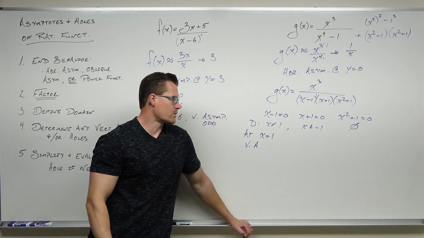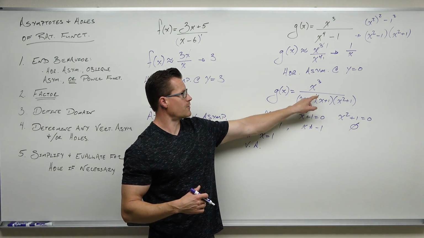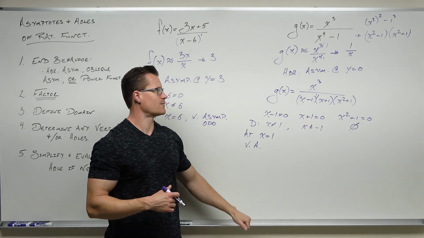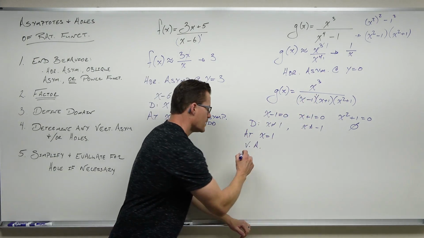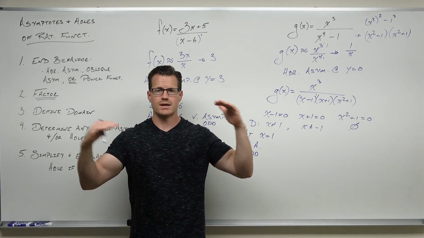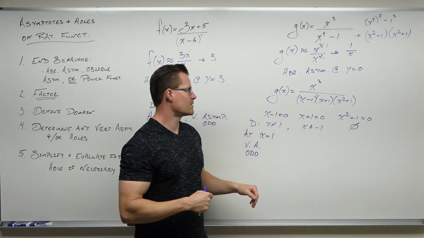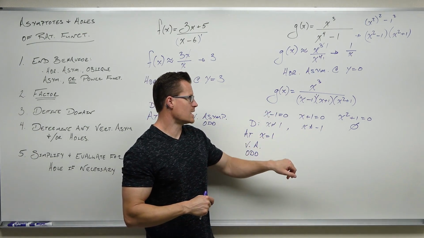So at x equals 1, we have a vertical asymptote, and we look back at the exponent of the factor that's giving us that vertical asymptote. It's 1. That means that it's odd. 1 is an odd number, and you're either going to do this or this. Odd means opposite infinities.